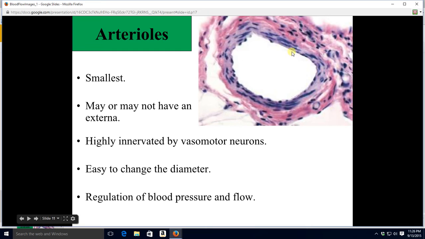He's got a lumen. You can barely see his lining, his interna. He has a nice muscular media. But this one does not have an externa. They don't always have an externa, depending on how small they are.